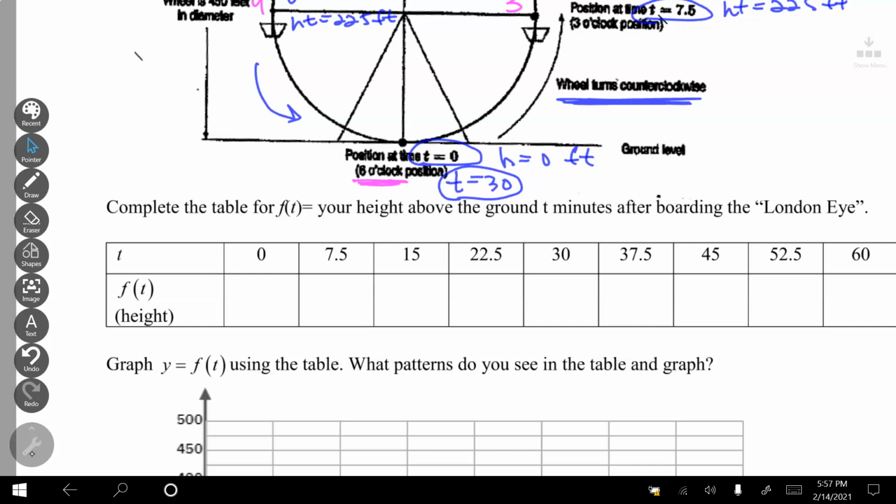So at 0 time, we're at 0 feet. At 7.5, according to what we did, we're at 225 feet. At 15, we've reached the top of the Ferris wheel, 450 feet.